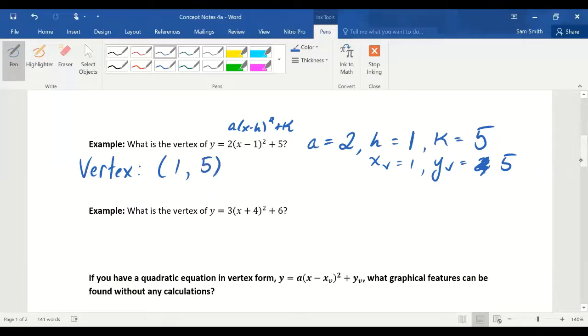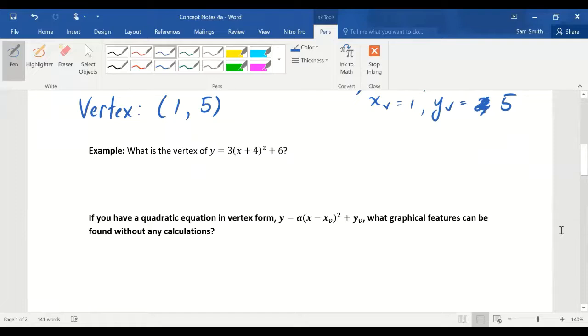Now let's try it again with this slightly different example. What is the vertex of y equals 3 times x plus 4, quantity squared, plus 6? Let's try and find the values of a, h, and k. Now this looks a little bit different from vertex form at first glance. The big issue is that instead of having x minus a number inside the squared quantity, we have x plus 4.